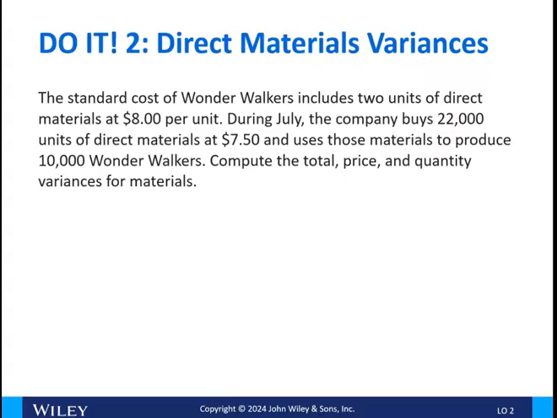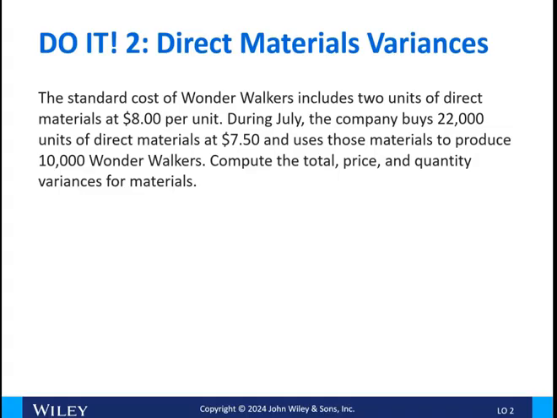So let's try this again. Standard cost of Wonder Walkers includes 2 units of direct materials at $8 per unit. During July, the company buys 22,000 units of direct materials at $7.50 and uses those materials to produce 10,000 Wonder Walkers. Compute the total price and quantity variances for materials.